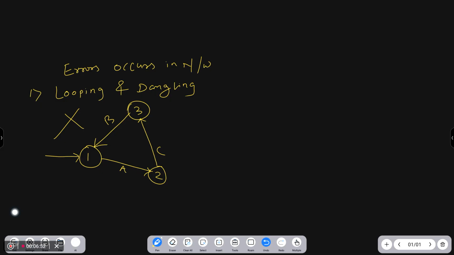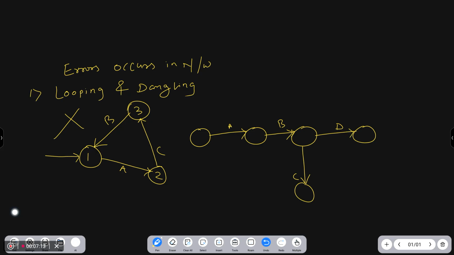Suppose this is activity A, and suppose there is another activity B, and somewhere I represent a C activity here like this, and my network diagram is like this. This is not allowed in the project, because it means that the outlet of the project will not be single.